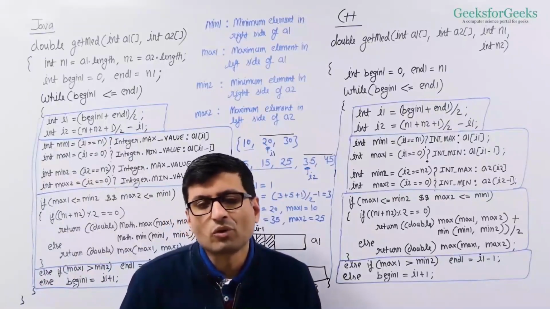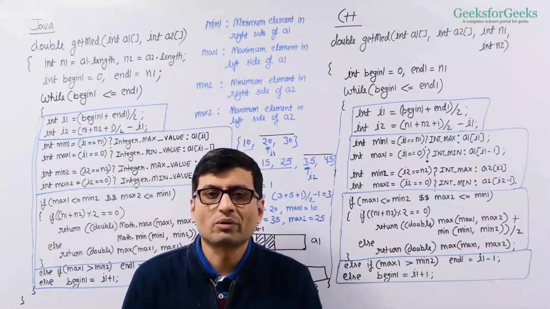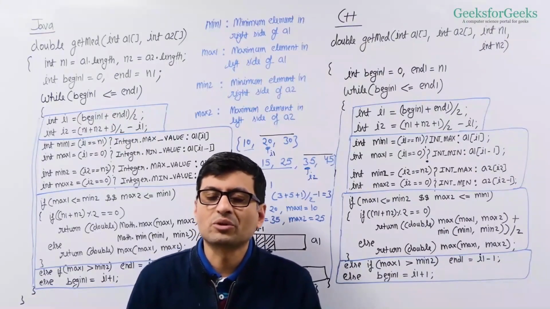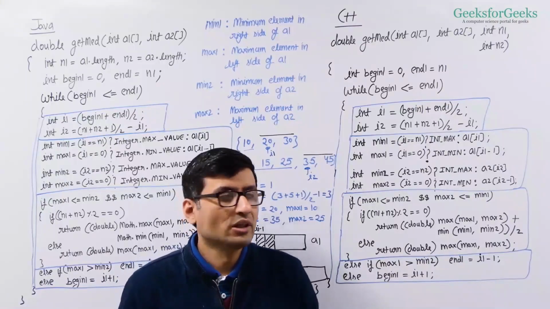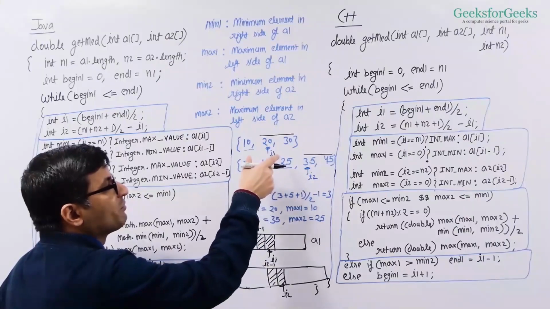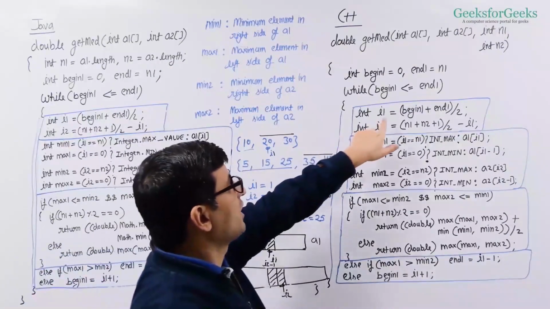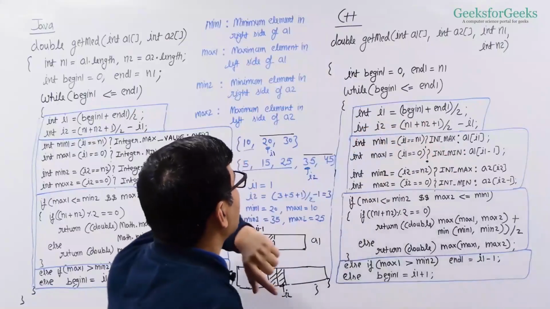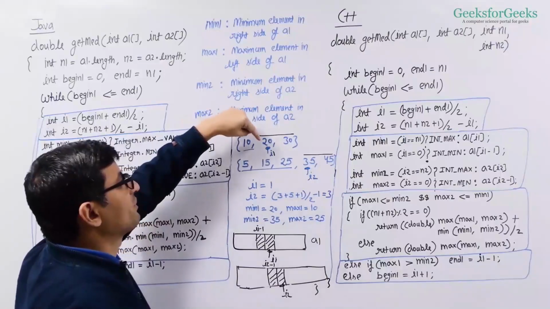By comparing these four elements, we are going to decide whether we need to stop our binary search at this point, or go to the left half of A1, or go to the right half of A2. Let's understand this with this example. We first compute mid of A1, right, which is our I1: begin1 plus end1 by 2. So begin1 is 0 and end1 is 3. So 0 plus 3 by 2 is 1.